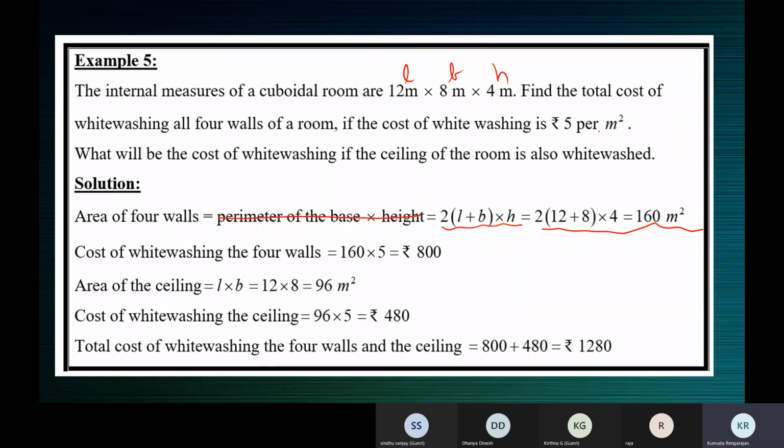For painting 1 meter square, it is 5 rupees. So for whitewashing, okay, 160 meter square will be 160 into 5, 800 rupees.